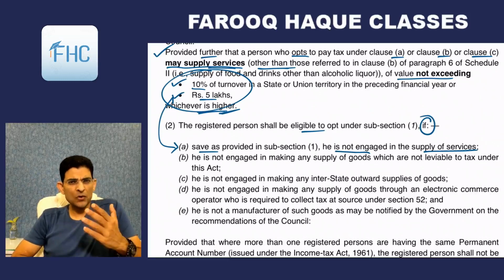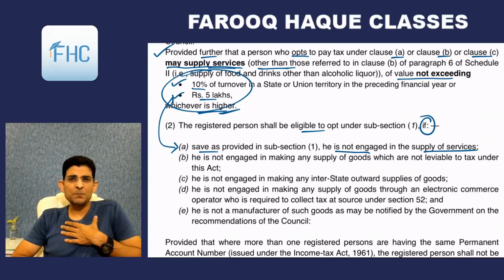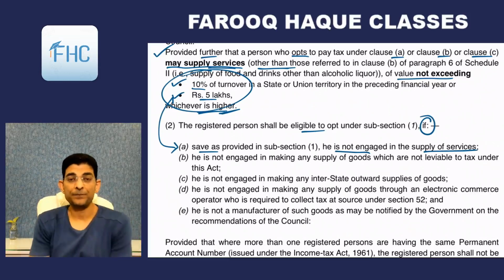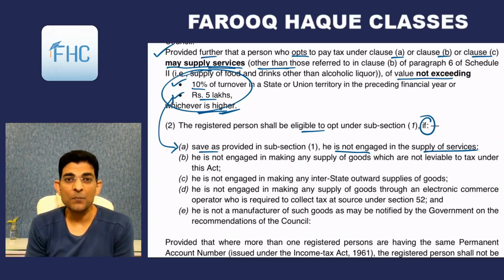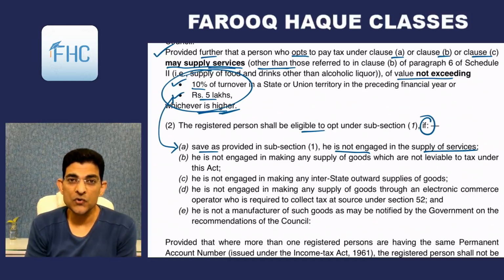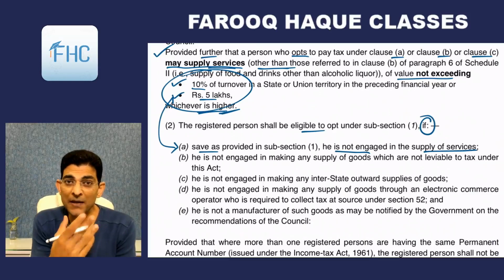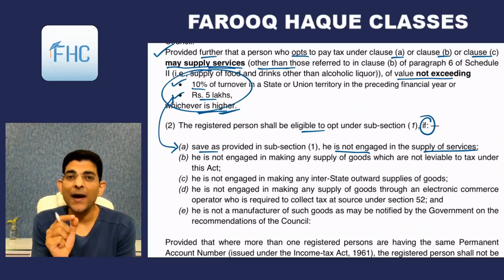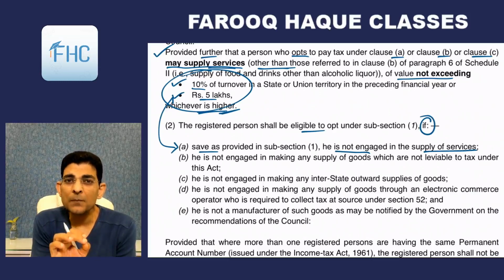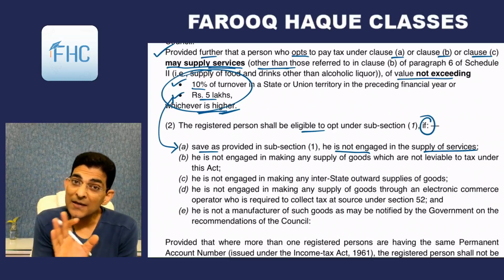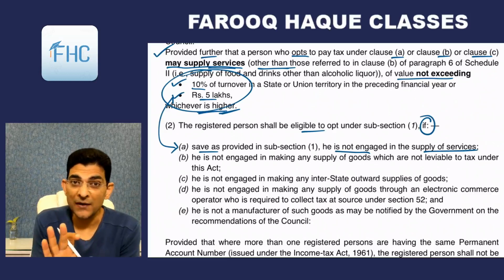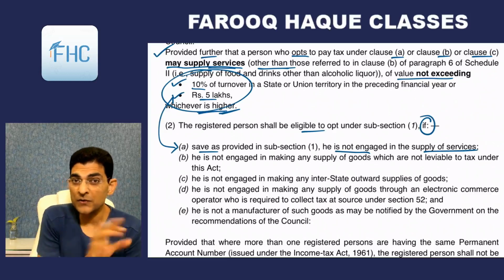Or if somebody is purely into services, Farooq Haque classes is purely into services, hence I cannot opt for composition scheme. So that means that basically composition scheme is for goods and not for services. But if a person is supplying goods predominantly and is also supplying services in a very small proportion below this limit, then he can opt, then it is fine. Understood? First point.